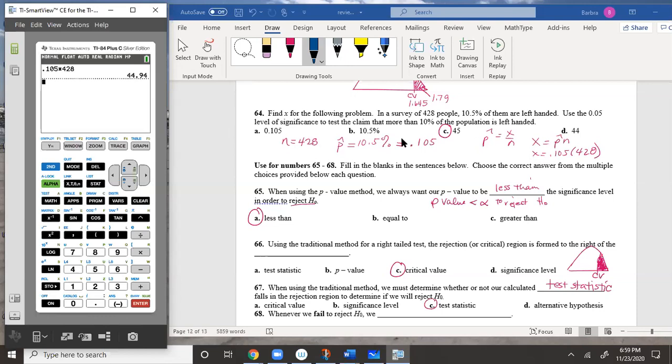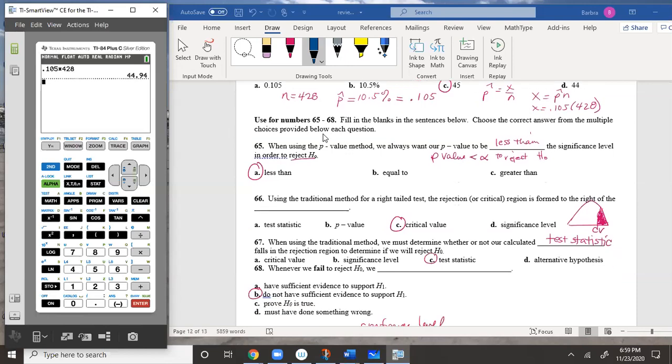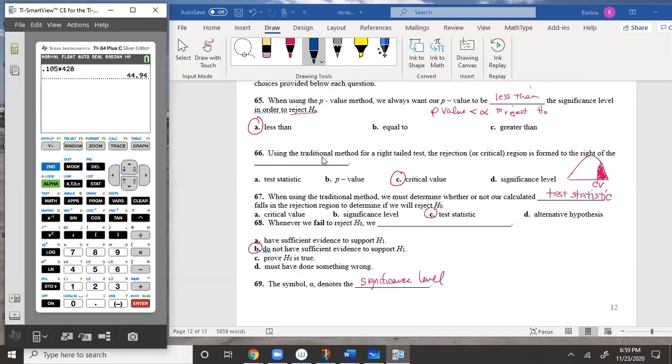And that rounds to 45. In numbers 65 through 68, we're going to fill in the blanks. When using the p-value, we always want our p-value to be less than the significance level to reject the null. And when you're using the traditional method for a right-tailed test, the rejection region is formed to the right of the what? It's always bounded by the critical value.